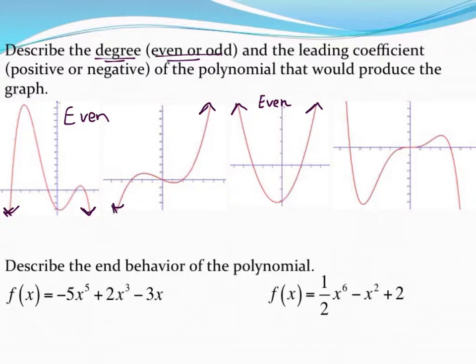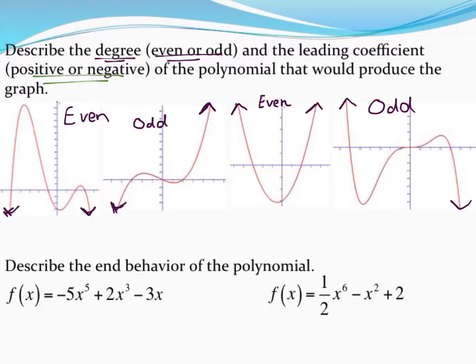On the other hand, if the ends of your graph both point in opposite directions, that's your indication that you have an odd degree polynomial. The highest power is 1, 3, 5, 7, and so on. So the second graph and the last graph here both have ends that point in opposite directions, so there's your odd degree. The second thing we can figure out is whether the leading coefficient, the number in front of the polynomial, is positive or negative.